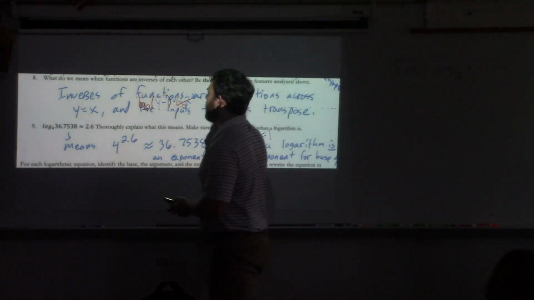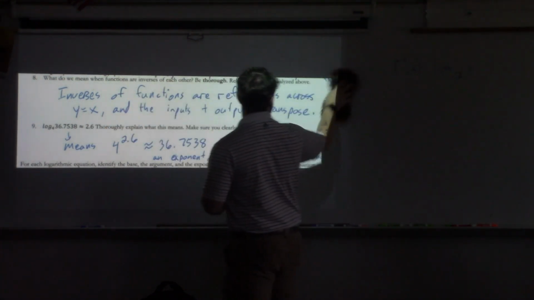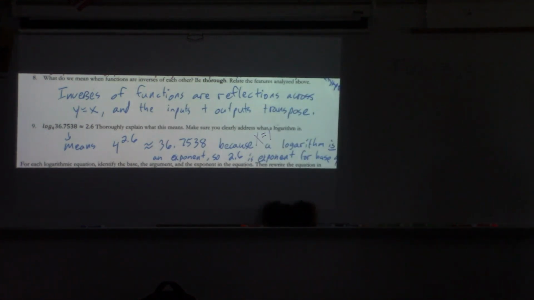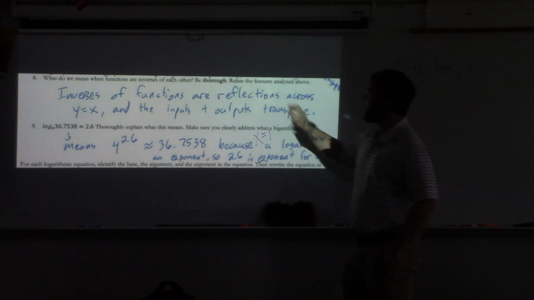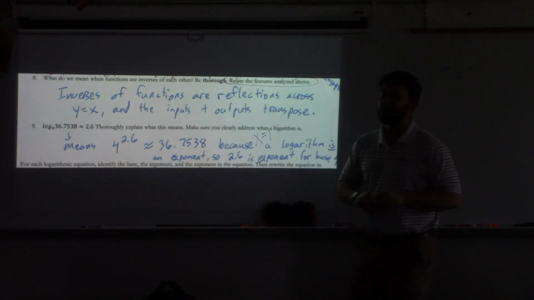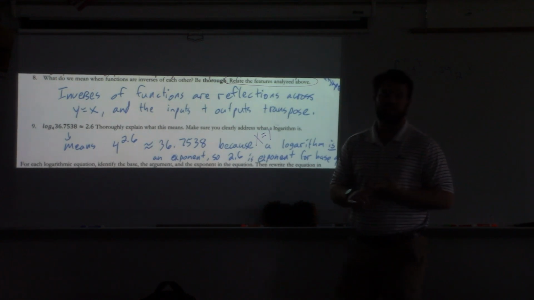So here's 8 and 9. Number 8, we should not miss. This should have been a gimme. I've talked about this, I can't remember how many days in a row. Inverses of functions are reflections across y equals x, and the inputs and outputs transpose. Ooh, I actually forgot something when I made my notes. If I want to relate the features analyzed above, what should I note about them? Like domain and range, what? Switch, right? The x values switch with the y values in that behavior, things like that.